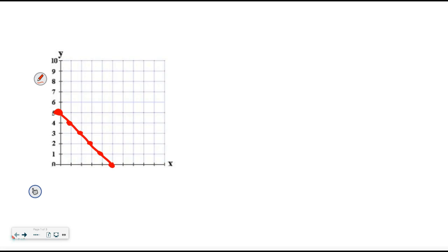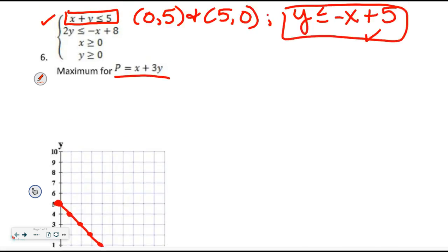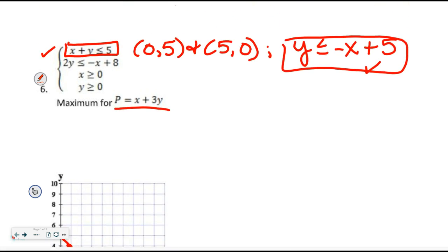Now I'm going to go back and take a look at that sign. I'm not going to shade quite yet, but I would do this. Because it's less than, I need to keep my eyes under that line right now. Are we good with that?